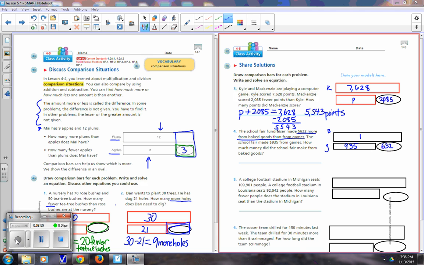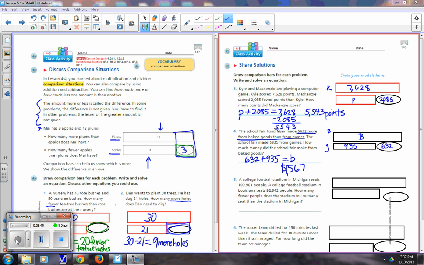So I need to know how much it was for baked goods. So it's going to be 632 plus 935. 632 more from baked goods than from games. This is going to equal baked goods. Baked goods equals 1,567. If you need to check my math or pause it, this is the time.